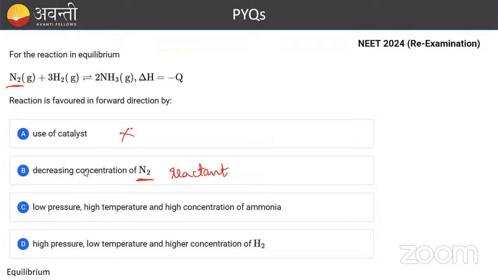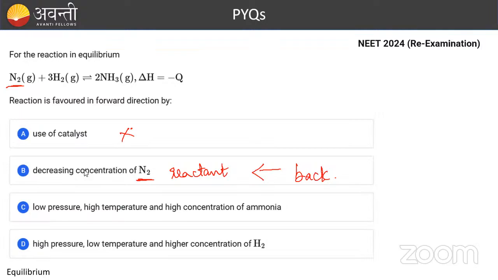So automatically what will happen? The reaction will move towards the backward direction, right? Now, Nandini is saying option D as the correct answer. Okay, wait. Let's check, my dear. So, obviously, if you are decreasing the reactant, the equilibrium will move towards the backward direction. Then only both of them can be equal, right? So it shifts the equilibrium towards the backward direction.